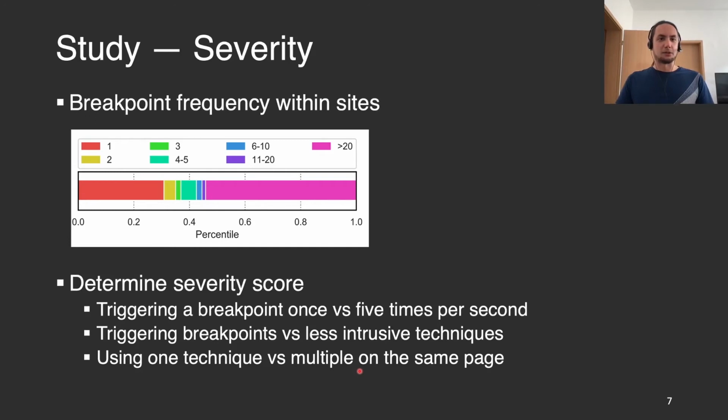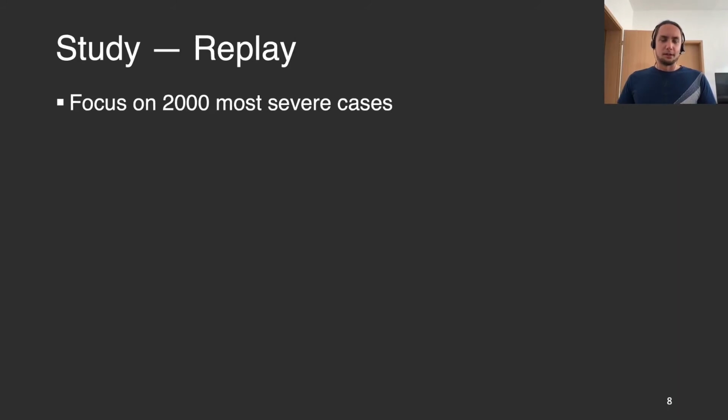And then we also compare triggering breakpoints to the other five techniques, which I haven't introduced yet. Some of them are less intrusive, like this breakpoint is really annoying, so it might count for more than something else. And then we also look at the fact that some of these websites are using multiple different techniques at the same time, where another website might just only use one. So if you use multiple at the same time, that's obviously more severe. And then we took the 2,000 most severe websites, according to our score, with the most severe anti-debugging.